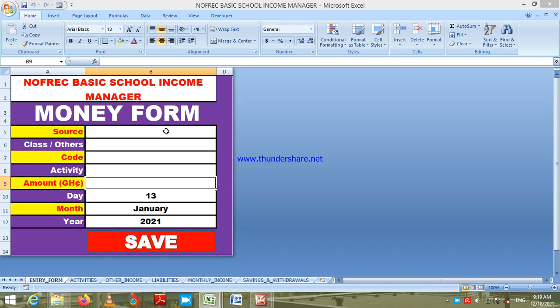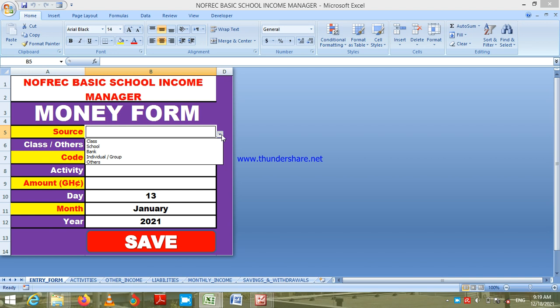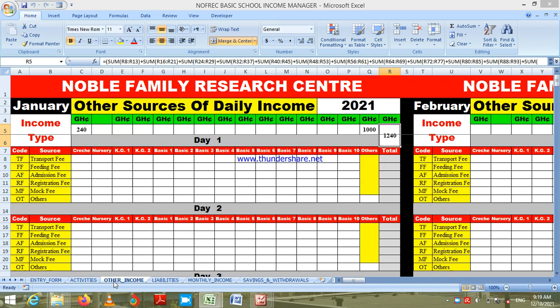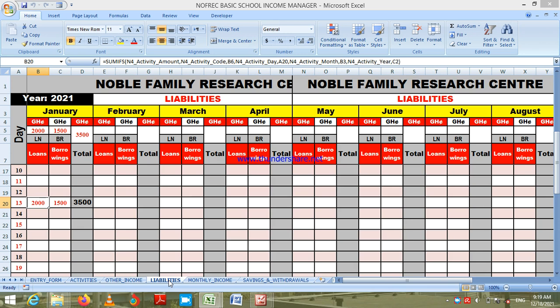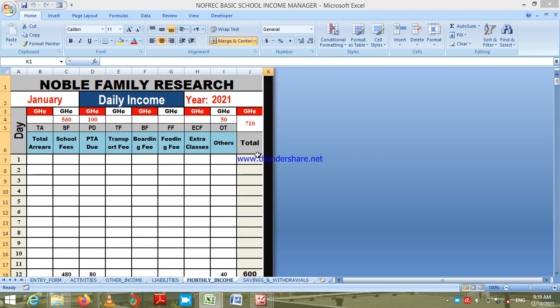So we go back to our form again. Maybe we had, now we've gotten some money. We had how much now? We have 1,240 from the classes as other incomes. We have 3,500 Ghana cedis as liabilities, loan plus borrowing. Then we had 710 Ghana cedis from the classes. So we have a total of 4,450 Ghana cedis as income.